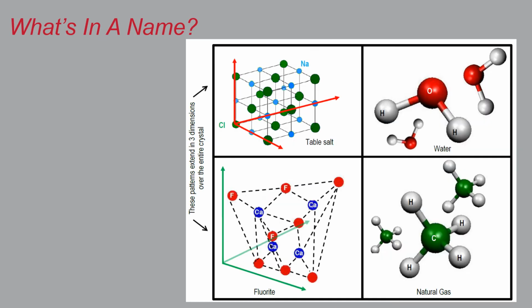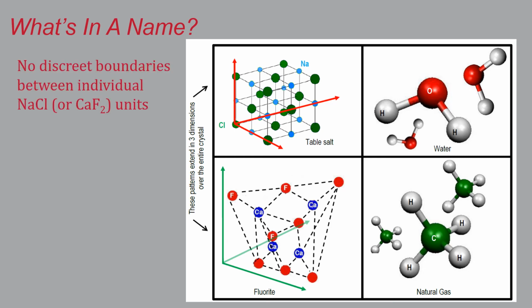The other major grouping is represented by the table salt and the fluorite. Now, the biggest difference between these two and the water and the natural gas is that there really seems to be no discrete boundaries between individual NaCl or calcium fluoride units. Basically, everything is attached to everything else. If you were to do the tweezer thing, you could pick any atom in this cube and you would pull the entire cube with it. And this is very different from the other compounds.